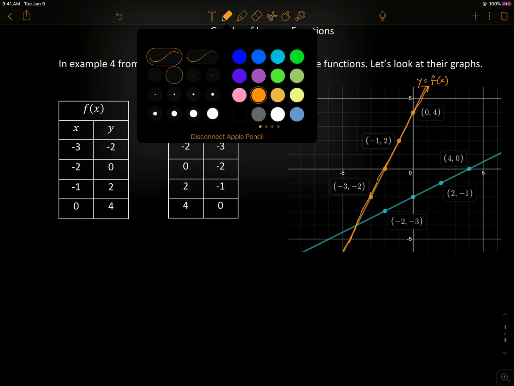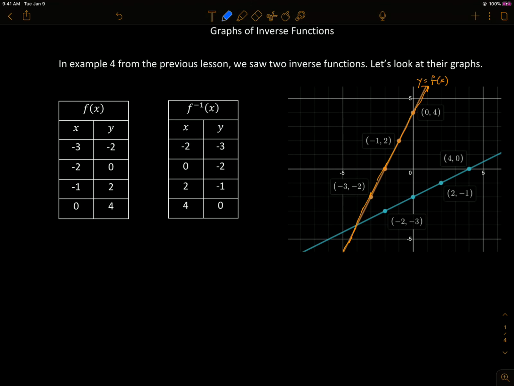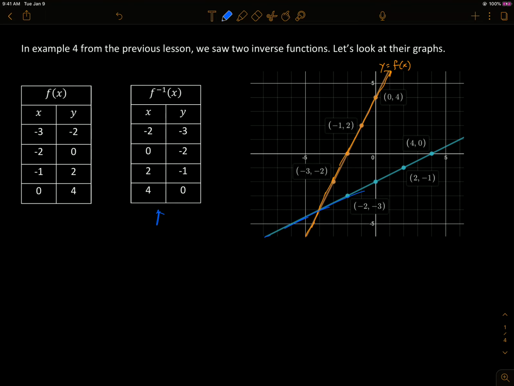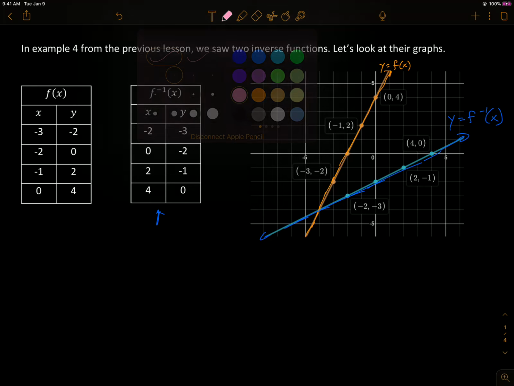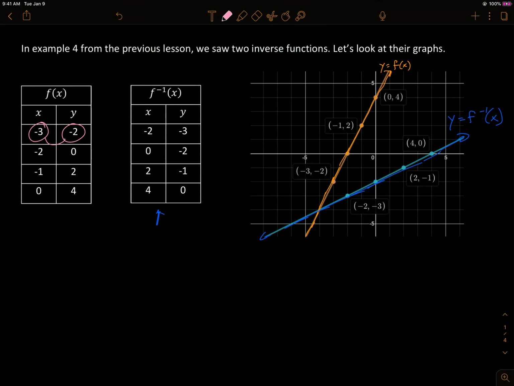Then if I switch the domain and the range for f inverse, I get this other table of values here. If I plot those, I'm getting this bluish line. And that line is going to be the graph of f inverse of x. What we notice about the graphs of a function and its inverse is that the x and the y's were interchanged. Again, the definition of an inverse is to switch the domain and the range, so it's that simple. If I take my x and my y from my function and I switch them, I arrive at these as my new x and y, or my new domain and range. So that's all I'm doing.